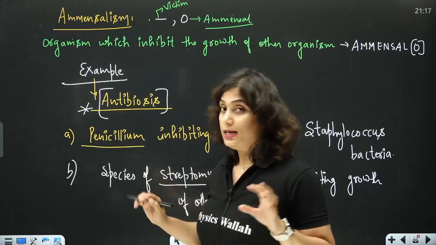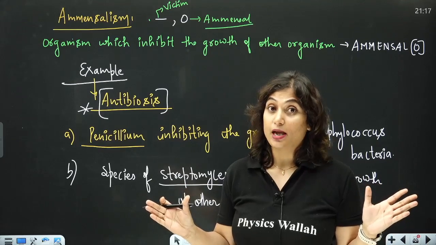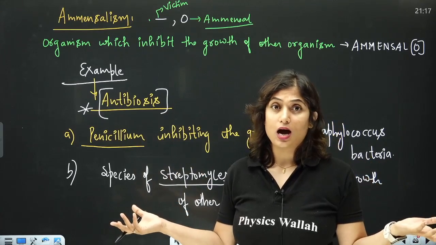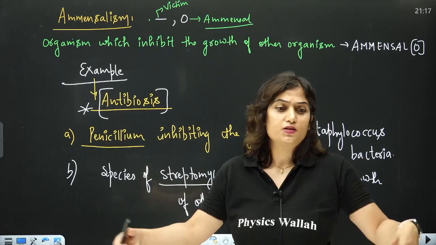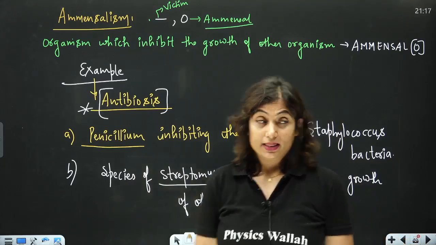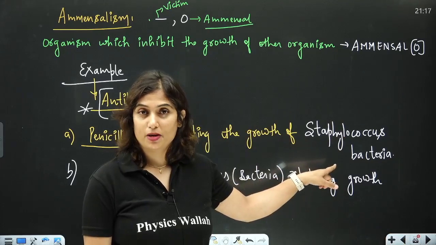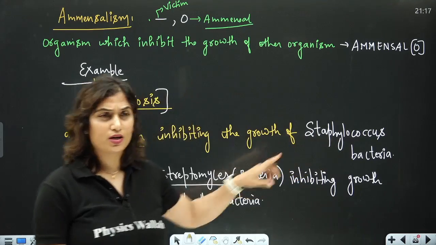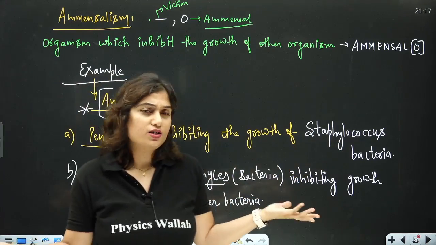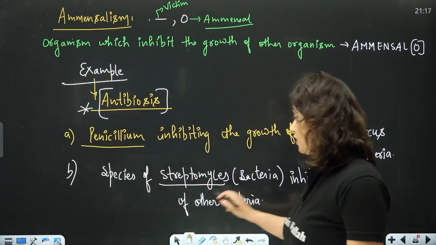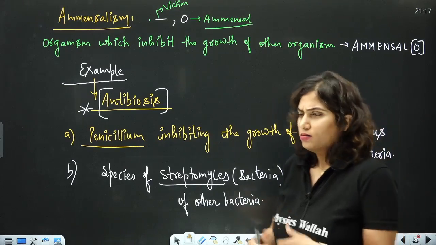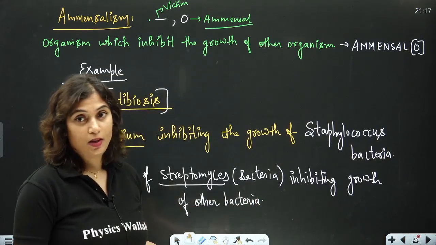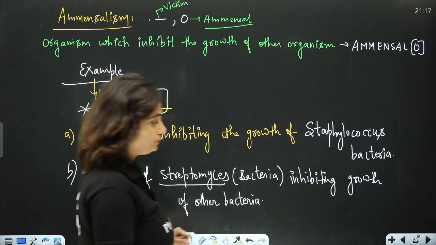So the example of amensalism is antibiosis. The fungus Penicillium naturally secretes a chemical, that is penicillin. So Penicillium is neither benefited nor harmed by this, because it is the work of Penicillium to secrete that chemical. But the bacteria Staphylococcus get harmed by the penicillin because it kills the bacteria. So it is minus for Staphylococcus and it is 0 for Penicillium because it naturally secretes that chemical. Likewise, Streptomyces, which is another bacteria, naturally secretes antibiotics, which are detrimental and harmful to other bacteria. So these are the examples of amensalism.